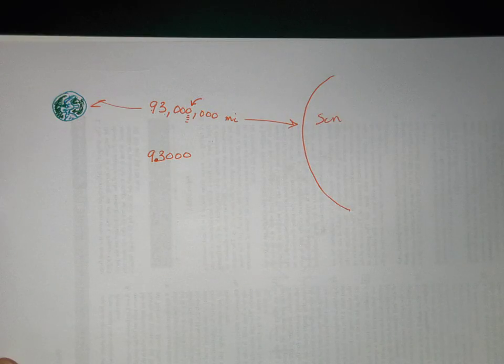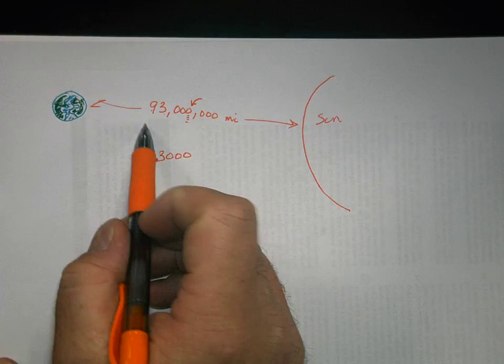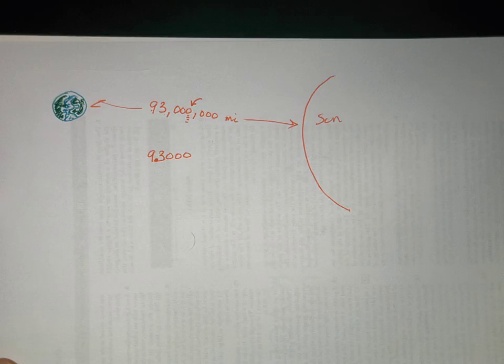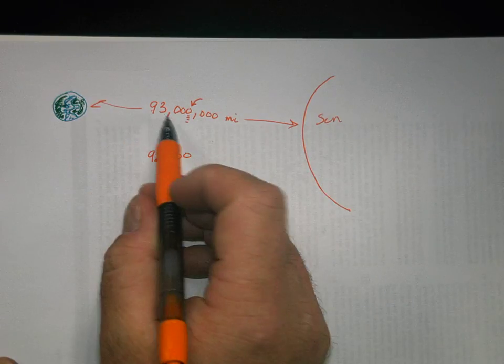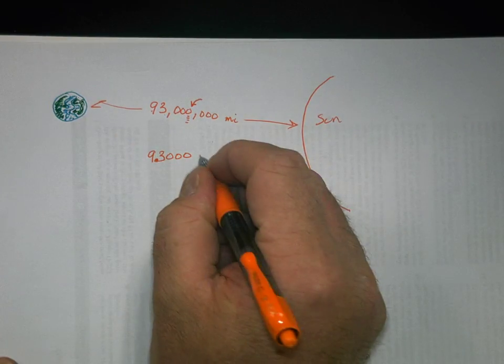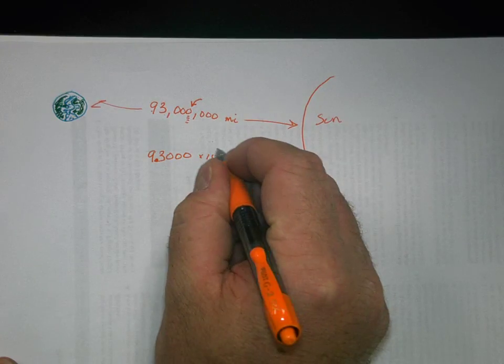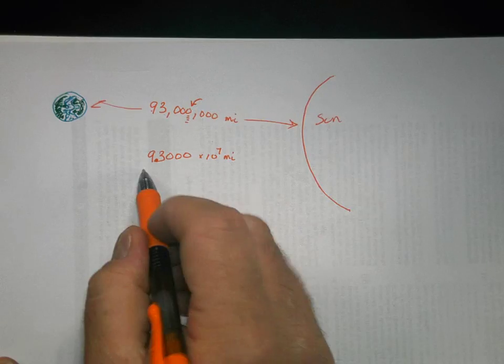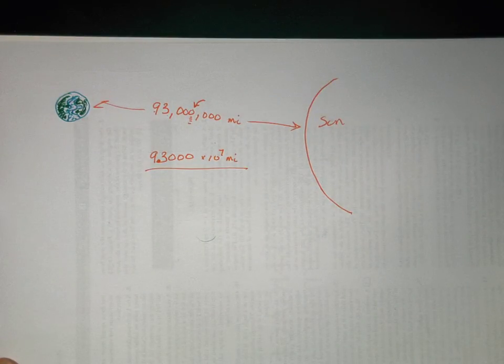Now, how far do we have to move the decimal in order to show that it's really this big of a number? A long way. How many? 7. Count them out. 1, 2, 3, 4, 5, 6, 7. Times 10 to the 7th miles. This is how we write that number. Okay? All right.